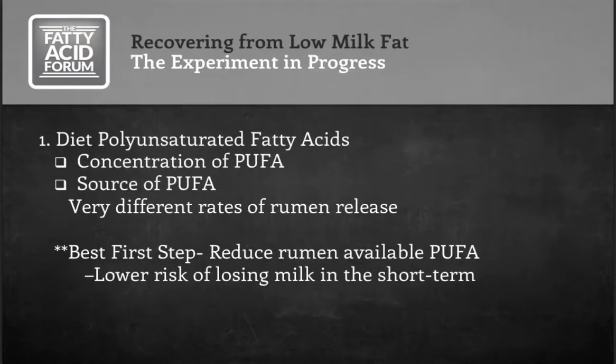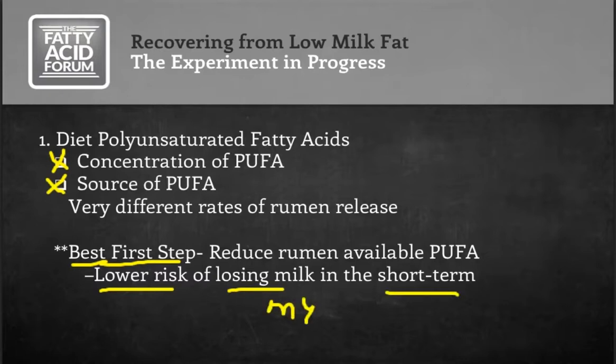What I would do is first look at dietary polyunsaturated fatty acids, both the concentration and the source, because rapidly available unsaturated fatty acids are worse than more slowly released unsaturated fatty acids. I think this is the best first step because you have a lower risk of losing milk fat or losing milk yield, at least in the short term.